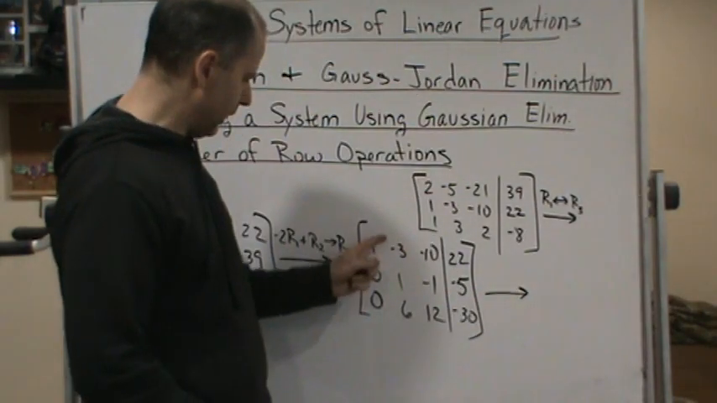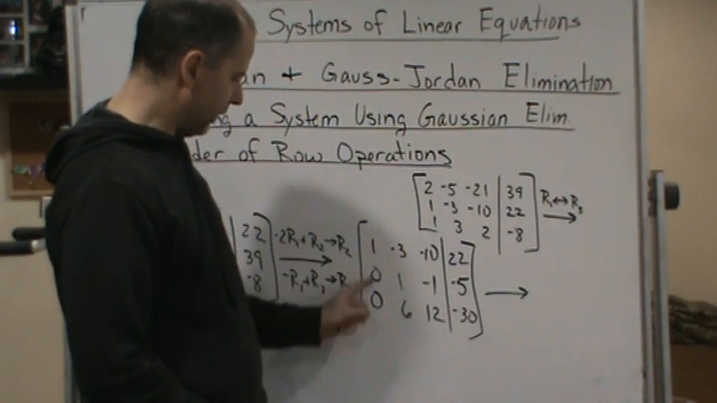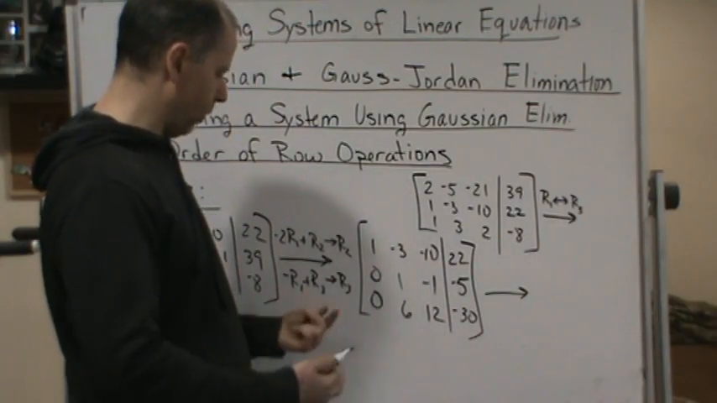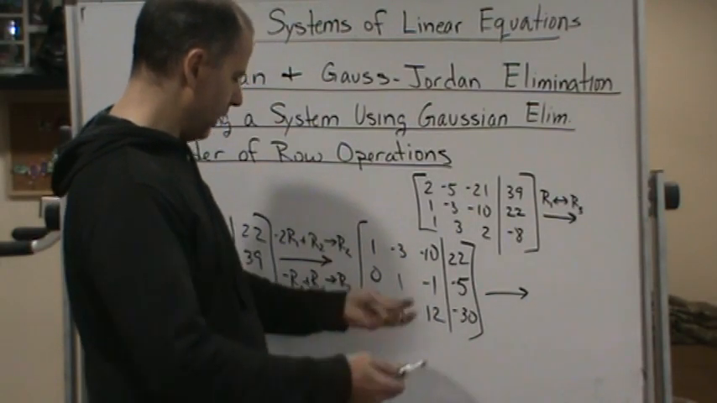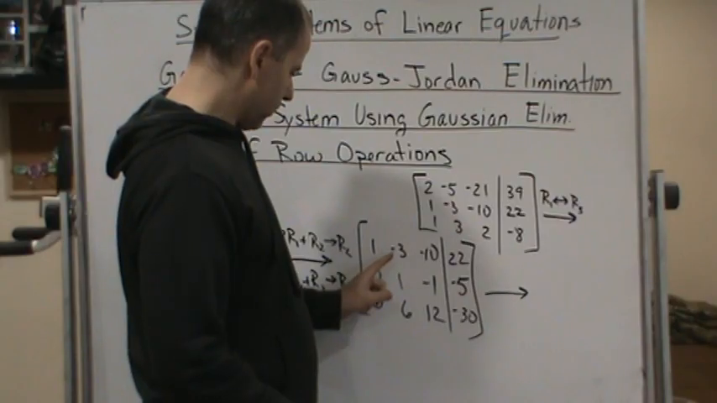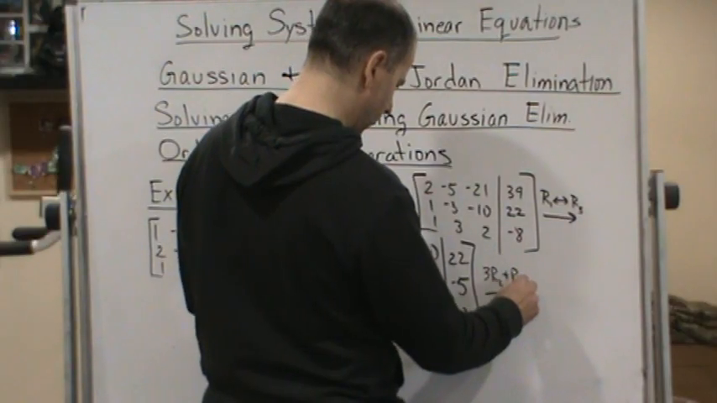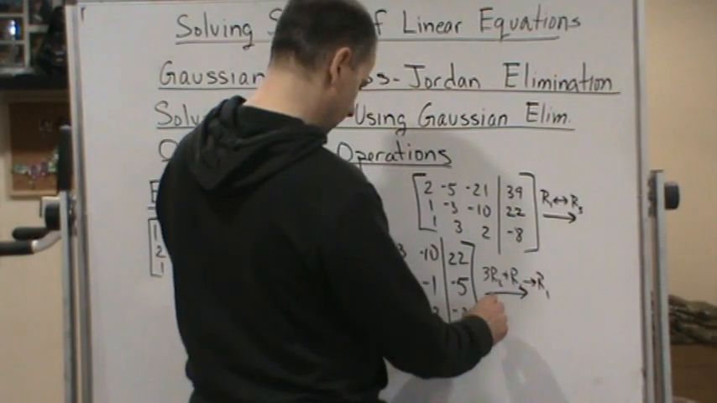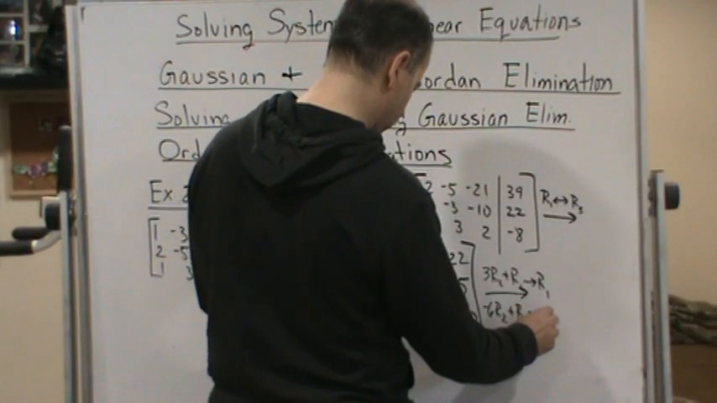And notice that by doing it in this order, we never have to go back to column 1. Column 1 is done, and nothing in column 1 will ever change because of the way we're doing it. The order of row operations is making sure that none of the columns to the left change. Okay, so now we want to do 3 times row 2 plus row 1 and replace row 1. And then we want to do negative 6 times row 2 plus row 3 and replace row 3.